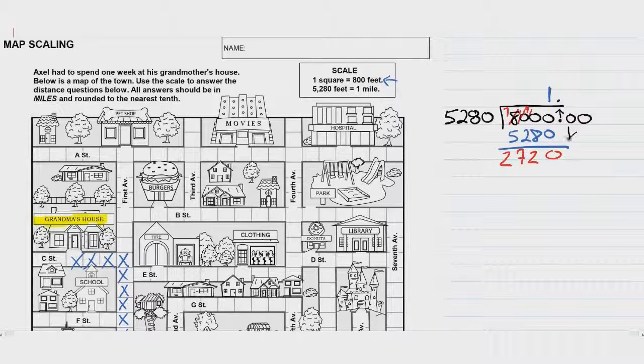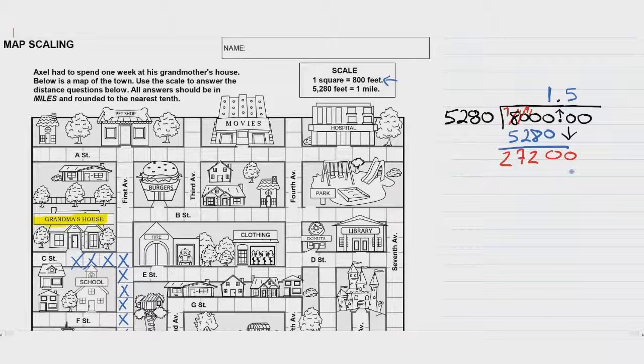We bring down the 0, and now we get 27,200. And again, I ask myself, how many 5s or how many 5,000s will fit into this 27 or this 27,000? Well, 5 times 5 is 25, and 5 times 6 is 30. So the most it can be is 5. So I'm going to write a 5 right here. Let me extend this line a little. Let me clean this up.